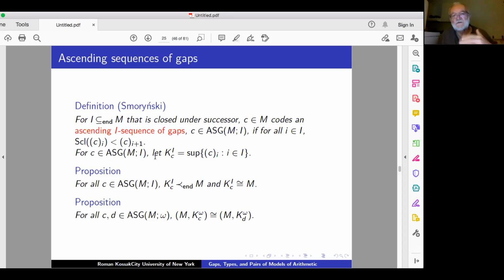Well, not coded, but each initial segment then would be coded. And if you take a supremum of such a sequence, then you get an elementary submodel, and they are so-called tall elementary submodels. They are not short, and because they are recursively desaturated and they share the same standard system as M, they are actually isomorphic.